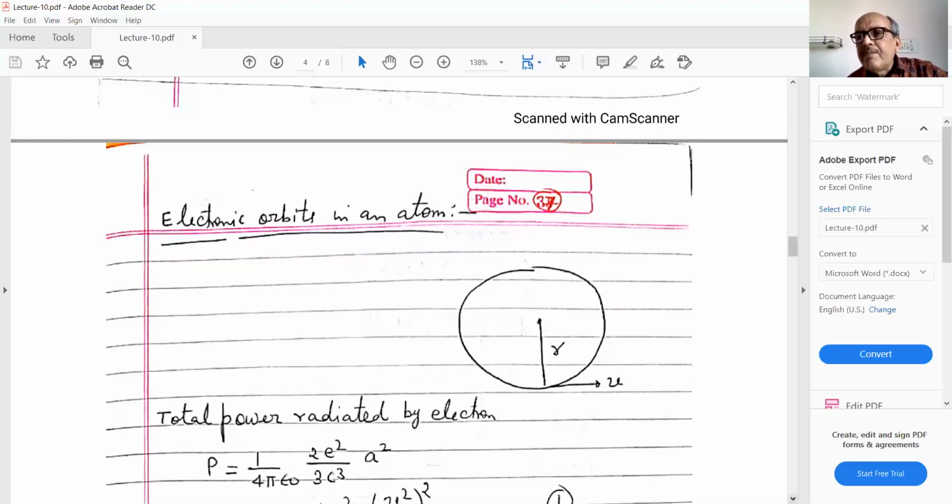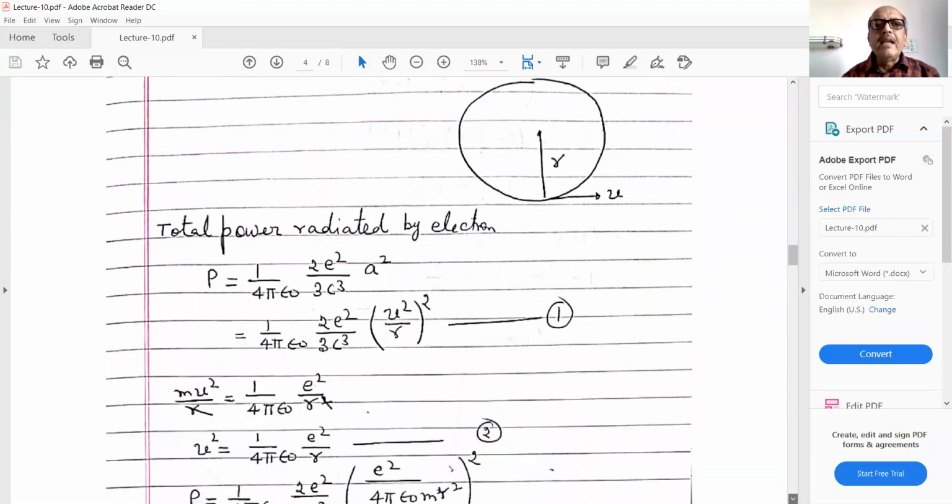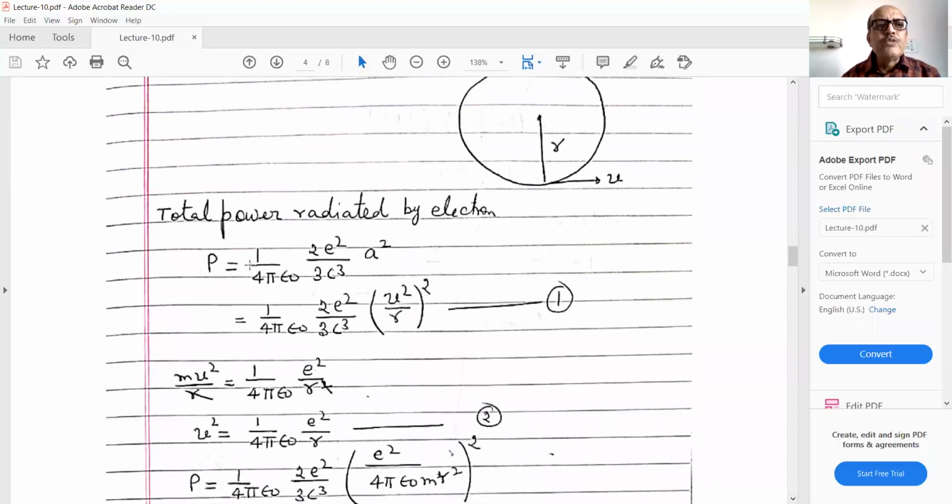You already know that if a particle having a charge q moves with a velocity v in a circular path of radius equal to r, its centripetal acceleration is given by a equal to v square by r. So total power radiated by the electron is given by the Larmor's formula. So Larmor's formula is P is equal to 1 upon 4 pi epsilon 0 into 2e square upon 3c cube into a square. So this now becomes equal to, replace a by v square by r, so it becomes v square by r whole square.